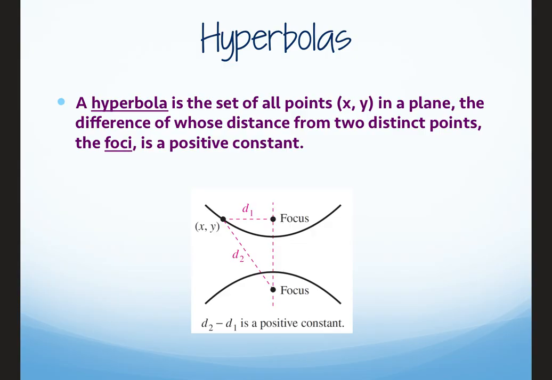By definition, it's the set of all points in a plane, the difference of whose distance from 2 distinct points, which are called the foci, is a positive constant. Just like an ellipse, it has a center, it has vertices, it has co-vertices, and it has foci. What's new is that it also has asymptotes. So it adds to what we know about the ellipse.